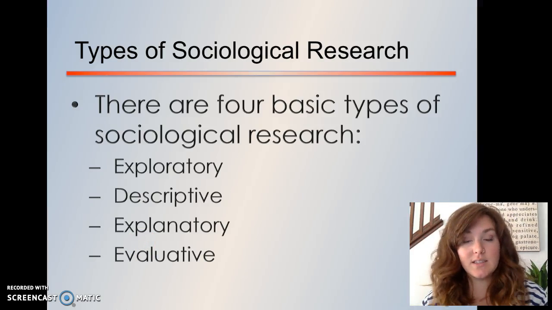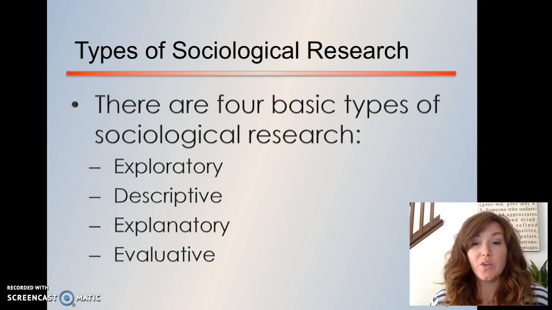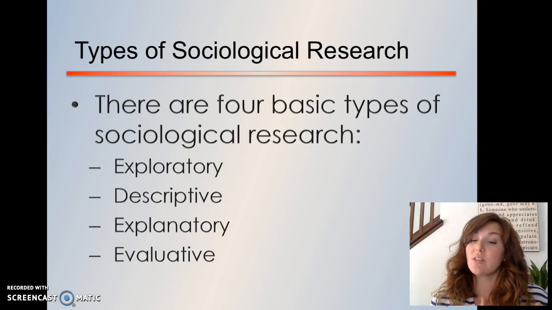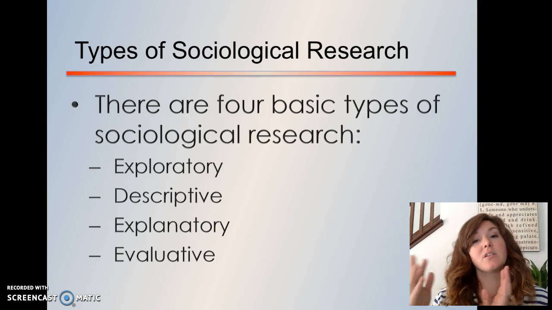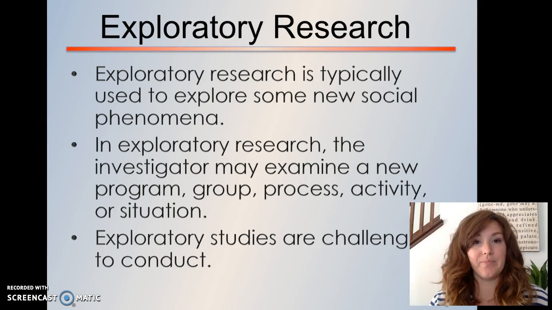So this next section we are going to talk about the types of sociological research. There are four basic types of sociological research: exploratory, descriptive, explanatory, and evaluative. And I want to take a second to make sure that we're really clear between the methods and the types. So these are the types of sociological research. There are methods of sociological research, which we're going to look at in just a second.